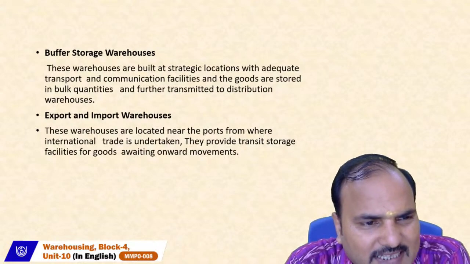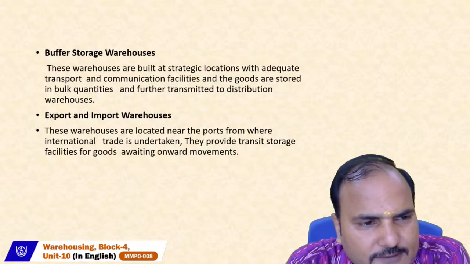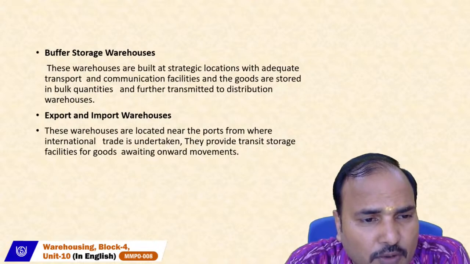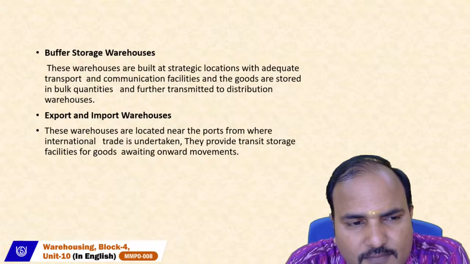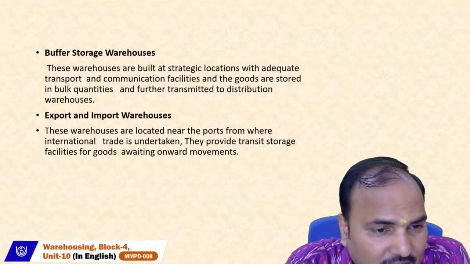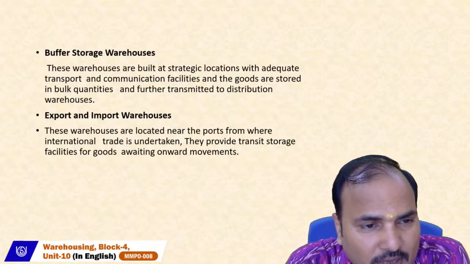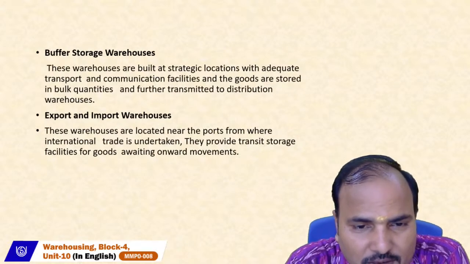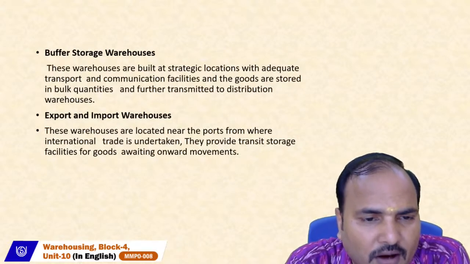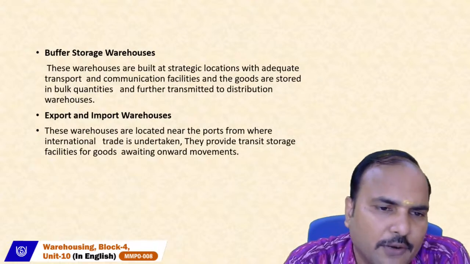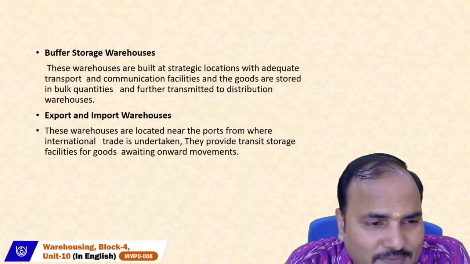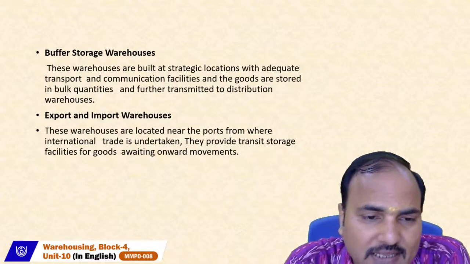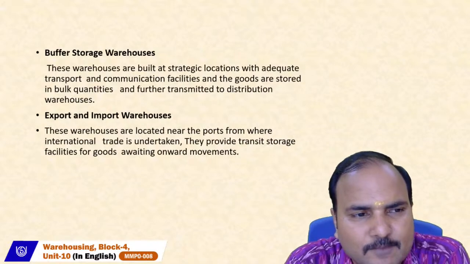Next is export and import warehouses. Basically, these are located near the ports from where international trade is undertaken, because export and import is performed through ports. So they provide transit storage facilities for goods awaiting onward movement.